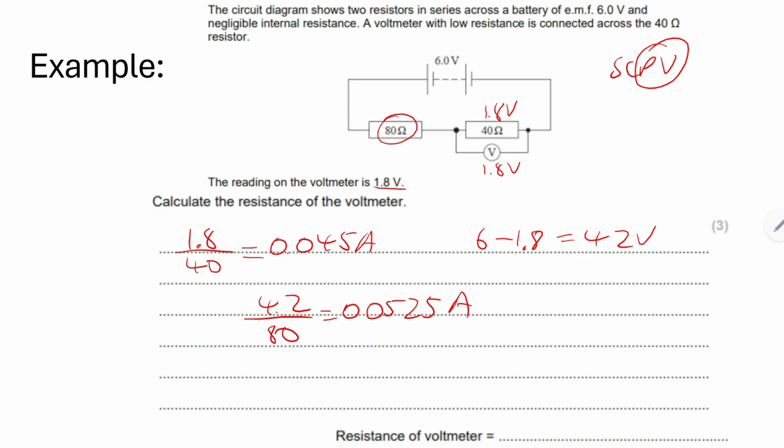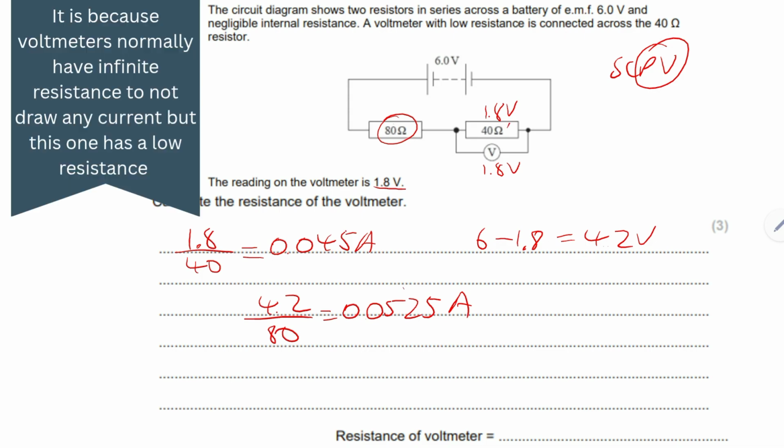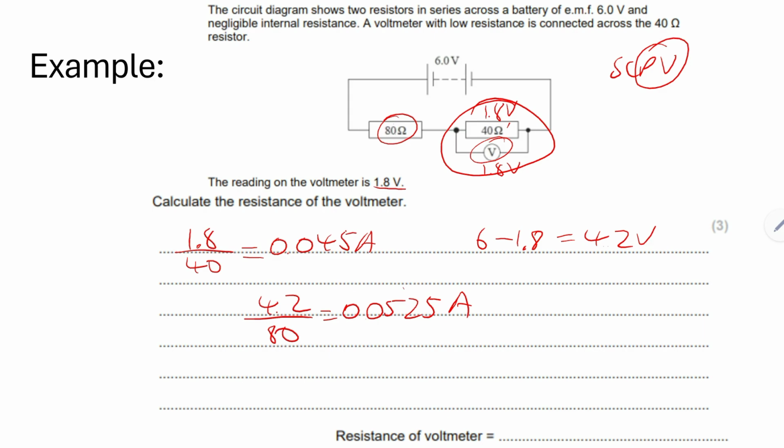And you may be wondering why these two are different even though they're in series. The reason they're different is because the voltmeter also has a resistance, so we have to take that into account as well. So the overall current going through this parallel system has to add up to equal the current going through the 80 ohm resistor.